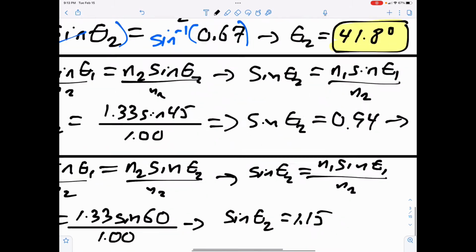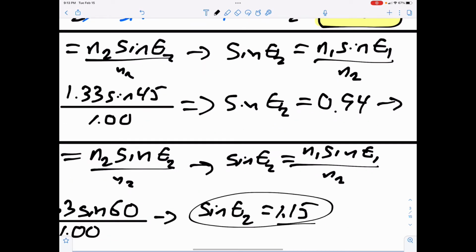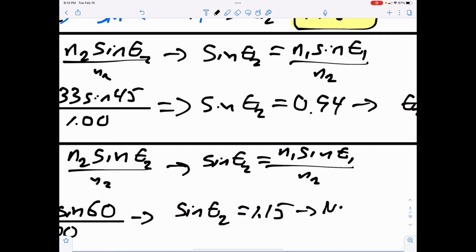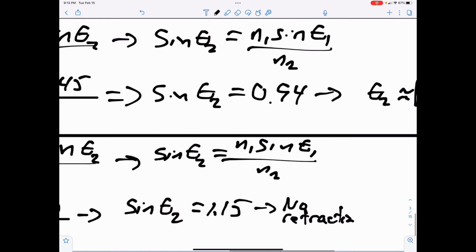That is not possible. That is not possible because the max value that the sine of any angle could have is 1 or negative 1. 1.15 is over that, meaning there is no refraction. You're not going to get an angle. You're going to get an error. If you try to take the arc sine of 1.15, you're going to get what's called a domain error. It's not actually a domain error, it's a range error. Well, technically it's a domain error with the arc sine function because the domain of the arc sine is the same as the range of the sine.